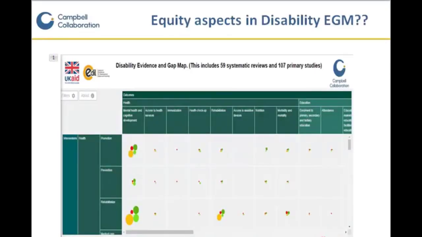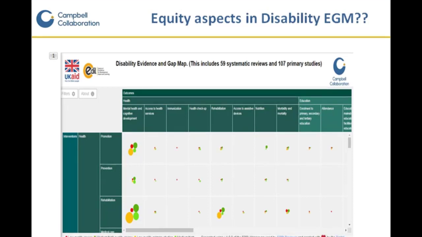So, this is basically a snapshot of the disability evidence and gap map that we did at Campbell Collaboration. This map included impact evaluations and systematic reviews, and we identified around 166 studies in total, out of which 59 are systematic reviews and 107 are impact evaluations. This map is now completed, and we will be publishing the report very soon. It is in the pipeline currently, so you will have access to this.